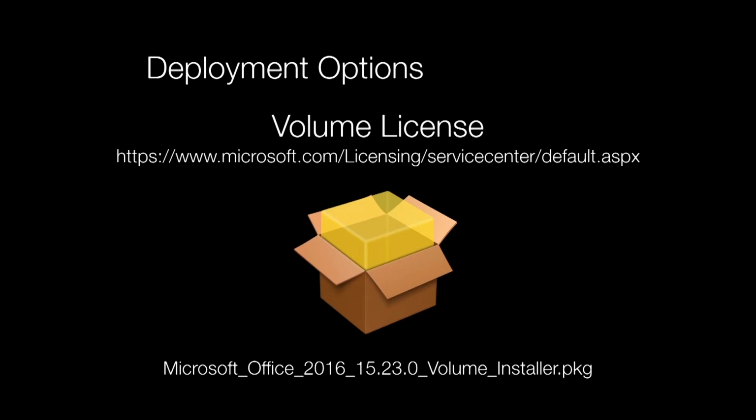Volume license customers should download the latest installer from their portal on the Volume License Service Center. Look for the ISO for Office for Mac. Inside that, you're going to find a DMG, and inside that, you'll find the Volume License Installer package. It's a turducken of packages here.